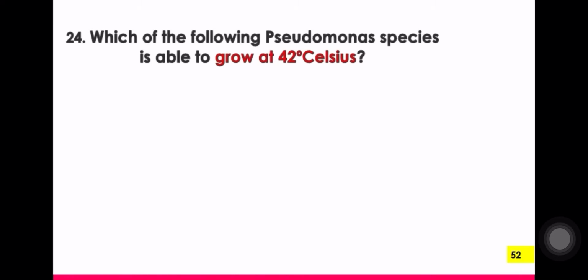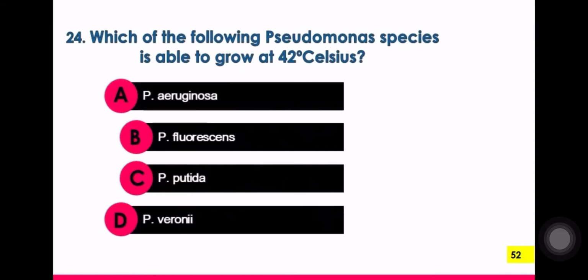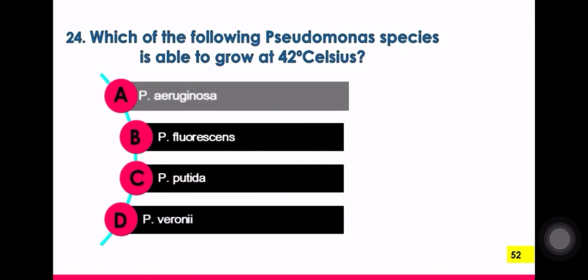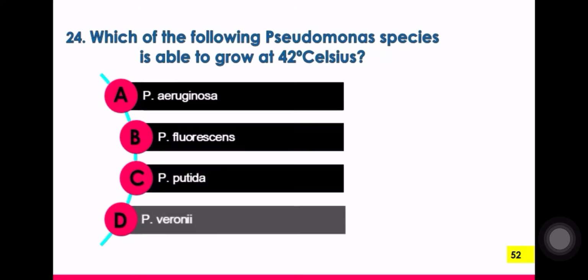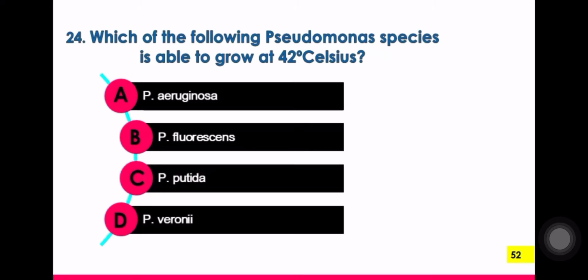Now for number 24, which of the following Pseudomonas species is able to grow at 42 degrees Celsius? Is it letter A, P. aeruginosa, B, P. fluorescens, C, P. putida, or D, P. veronii? So the correct answer is letter A.